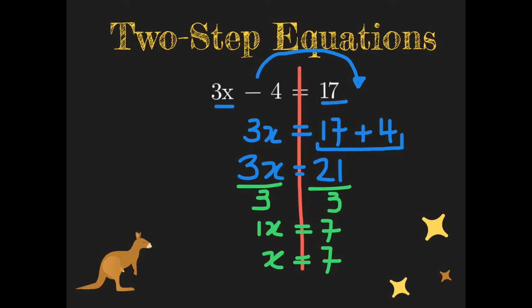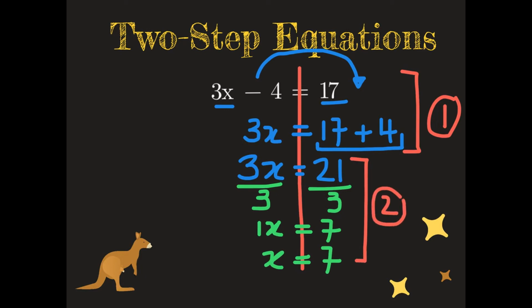So you can see why this is called a two-step equation. It's because we had to do our initial step over here where we moved the negative 4 over, and then our second step was this one over here where we had to divide by 3.